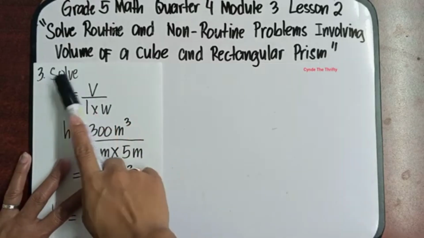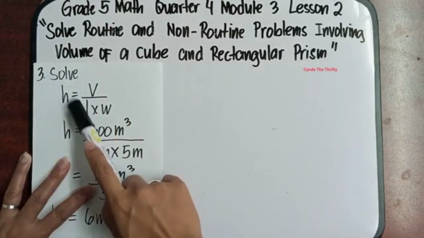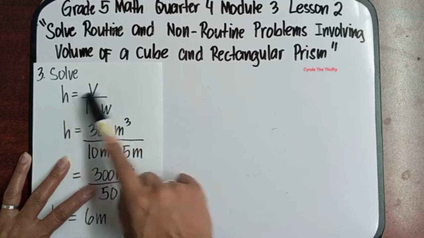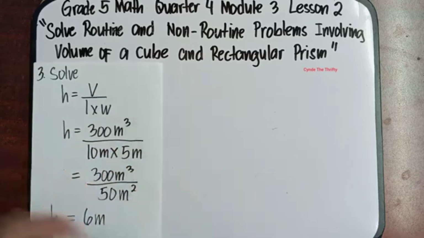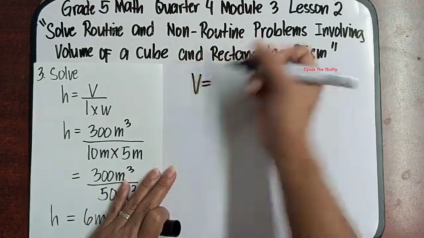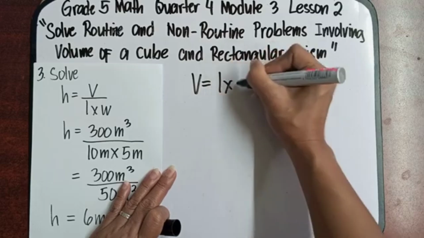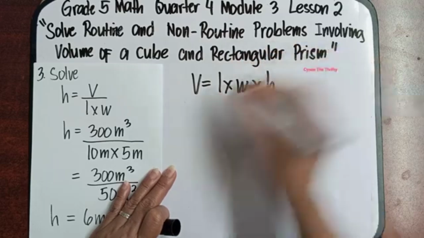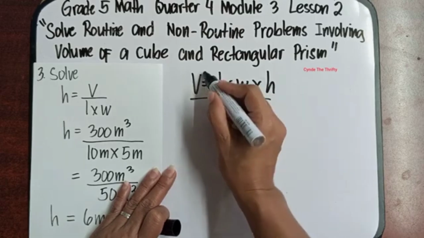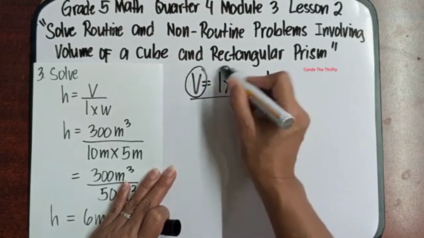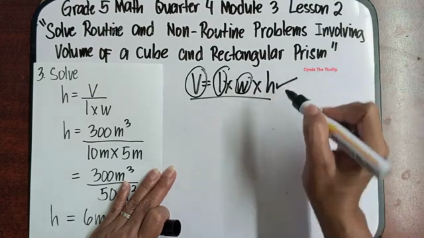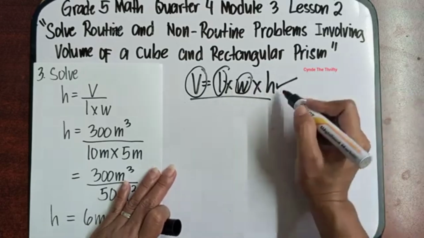Step 3 natin is solve. Ito yung formula natin: height is equal to volume divided by length times width. Bakit tayo naka-arrive ng formula na ganito? Kasi, alam natin na sa rectangular prism, ang kanyang volume is equal to length times width times height. Pero given na yung volume natin, given na rin yung length at width. So, ang hinahanap natin is si height. Paano natin kukunin ang formula para ma-solve si height?